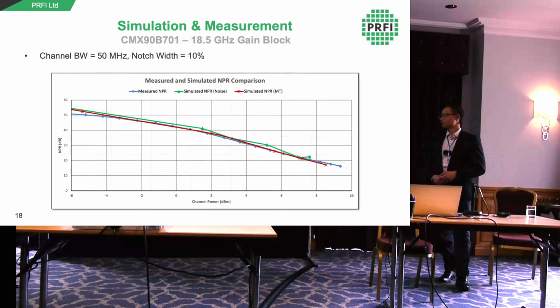And then with the gain block, we saw much better agreement between the multi-tone signal and the measured NPR. They sat on top of each other. This is just for one case, 50 megahertz, 10%, but we saw similar results across different bandwidths and different notch widths. Again, for the noise signal, there's a slight offset. It doesn't quite agree with the measurements as well, but we think we could address this with more simulation averaging.